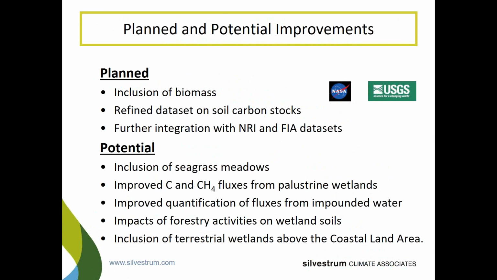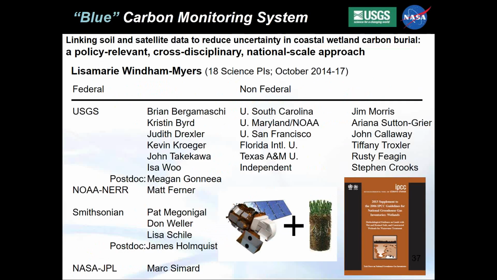Just to mention some things coming online in the near future. As I mentioned, there's the Blue Carbon Monitoring System project, USGS and NASA funded, which is in the process of providing a higher resolution data set of carbon stock change for natural wetlands, as well as looking at both the biomass and the soils, and is helping to connect that together with the more refined analysis of land cover change using both the CCAP and other data sets.